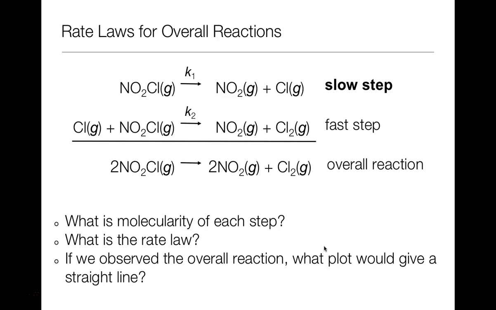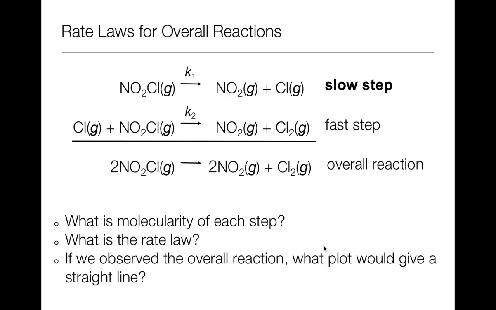And so the last part that's asking us, if we observe the overall reaction, what plot would give a straight line? Again, since this is old hat, hopefully at this point, because we were just talking about this for the last couple of lectures before and after spring break. Figure out, based off of your rate law, which of the three ordered reactions do you think it would be? Would it be a zeroth? Would it be a first? Or would it be a second order reaction?